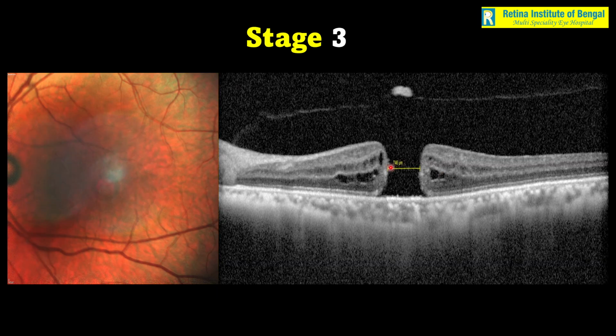This is also a case of stage 3 macular hole. Again, you can see this is the disc. The vitreous is attached to the optic disc, but it is separated from the retina. And this hole is slightly bigger than the previous hole, but this is also a stage 3 macular hole.